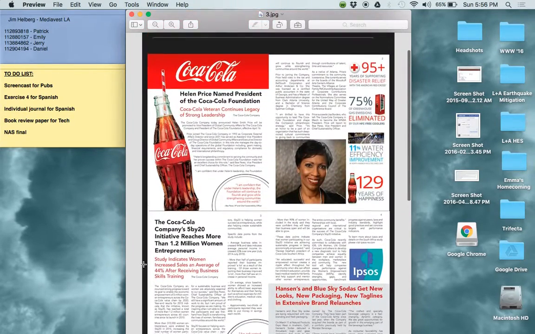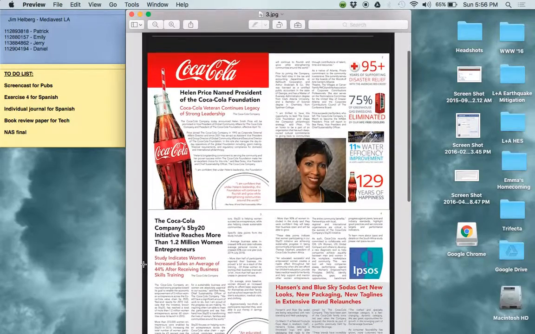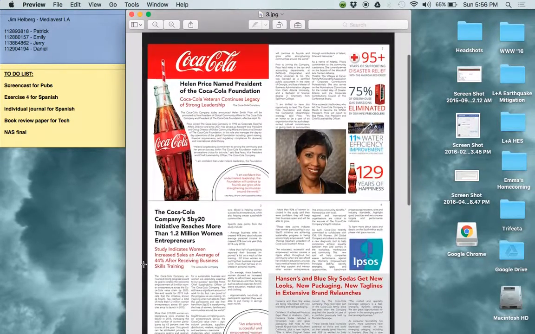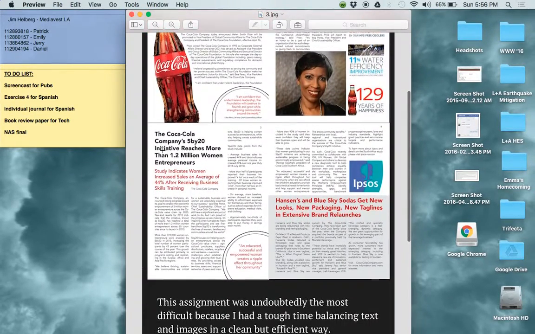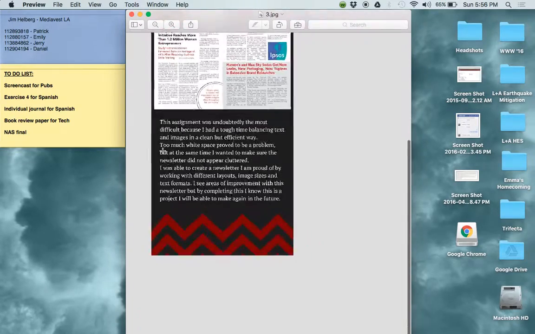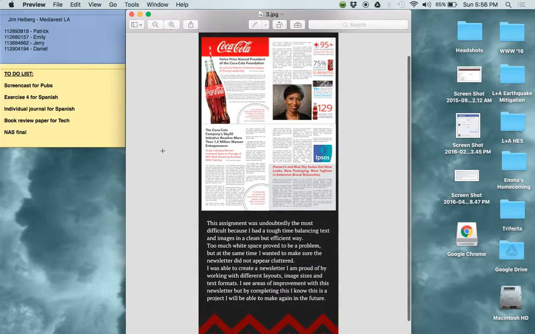But this is a very good tool to have, I believe, because I know for sure I'll be making newsletters in my future. And this class overall left me feeling very confident in my InDesign skills and confident in Photoshop, and I know that I've learned a lot.